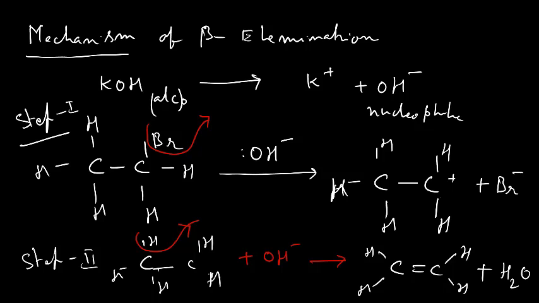Now let us look into this mechanism once again. Alcoholic potassium hydroxide generates a nucleophile, that is the hydroxyl nucleophile. In the presence of this hydroxyl nucleophile, the bromide ion is removed, and of course we get the ethyl carbocation. The OH nucleophile attacks the H plus ion present on the beta carbon and forms water, and finally we get alkene.